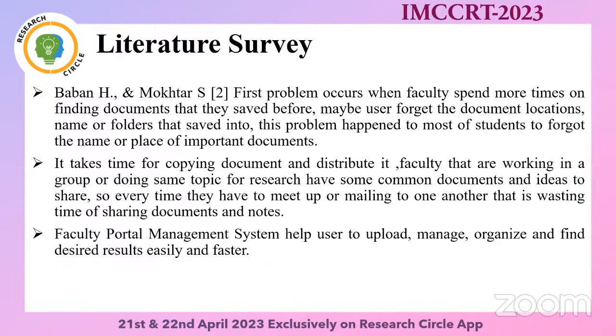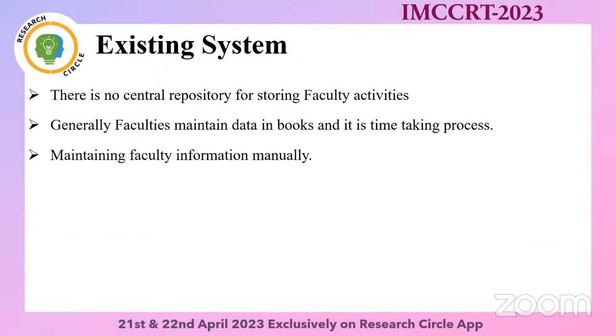The second one is a book management system, where faculty have to store data in a paper manner. In the existing system, there is no central repository for the faculties. Faculties maintain the data in books, and it takes a lot of time. With paper, it is very difficult for faculties to write if any updates are there. They have to turn the pages, and a new page has to be added in that place.